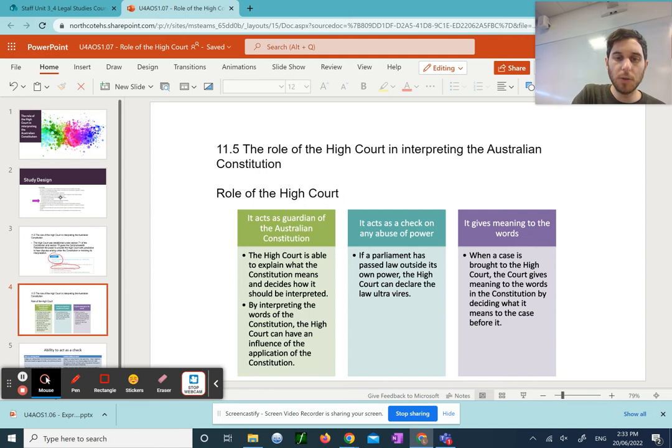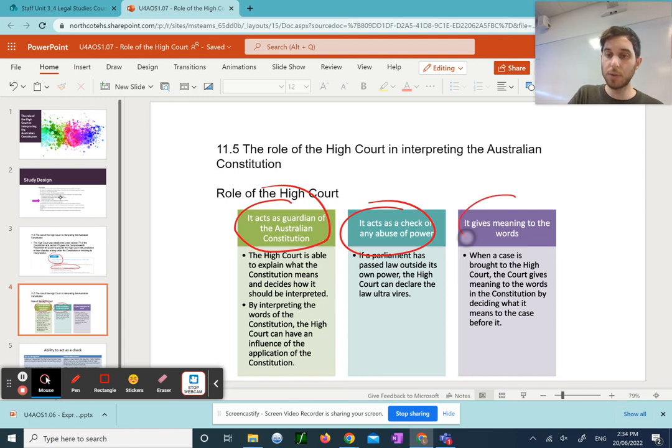First of all, the High Court has a role as acting as a guardian of the Australian Constitution. We saw that just before in that section I highlighted. The High Court has the ability to interpret what the Constitution means, and by doing that, if Parliament has passed a law that violates the Constitution, the High Court can invalidate that law. Same thing more broadly, it can act as a check on any abuse of power. If Parliament has passed a law outside of its power, in other words, if Parliament has tried to make a law that the Constitution hasn't enabled them to make, the High Court can also invalidate a law like that.